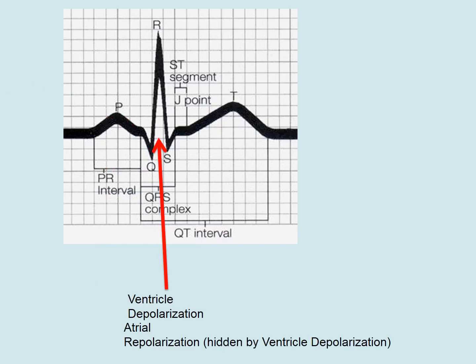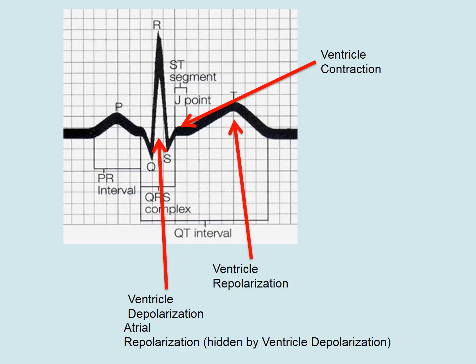We have ventricular depolarization occurring at the QRS with atrial repolarization occurring. We cannot electrically see the atrial repolarization because it's hidden by the QRS formation of the ventricular depolarization. We have ventricular contraction occurring within the QT interval, followed by ventricular repolarization occurring at the T wave.